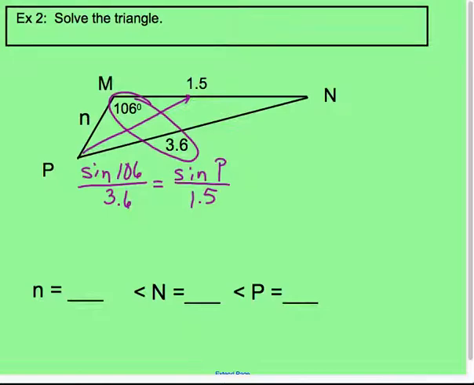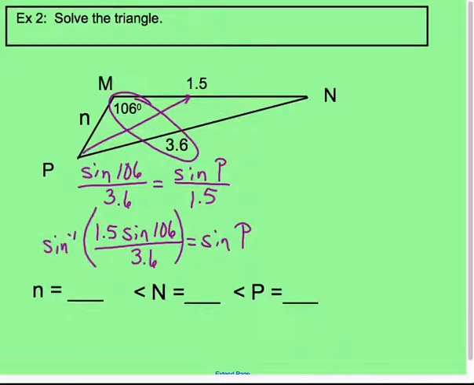Now my variable is in the numerator, so I'm not going to cross multiply on this one. I'm simply going to multiply both sides by 1.5. And then in order to undo the sine function and solve for P, I need to take the sine inverse of both sides. So what I do in order to avoid rounding error is I type the entire equation into my calculator exactly the way that you see it on my screen here. So make sure that you use parentheses where I have the parentheses.